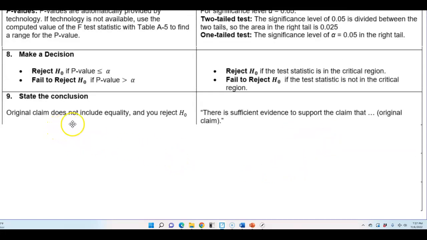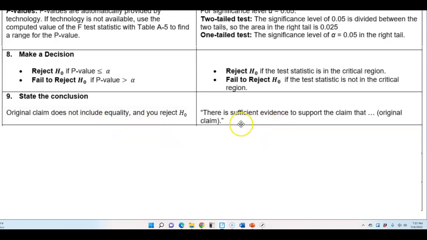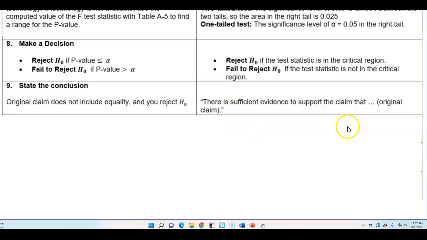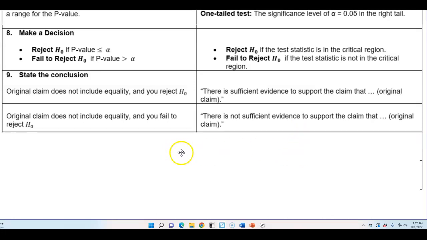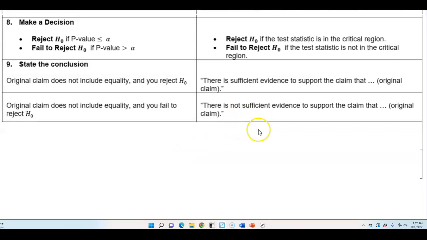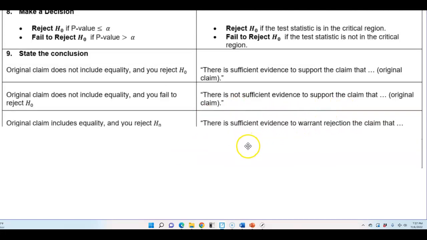If the original claim does not include equality and you reject the null hypothesis, you would state that there is sufficient evidence to support the claim that, followed by the original claim. If the original claim does not include equality and you fail to reject the null hypothesis, then you would state that there is not sufficient evidence to support the claim that, followed by the original claim.